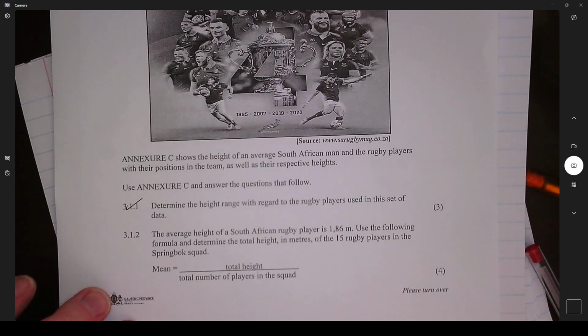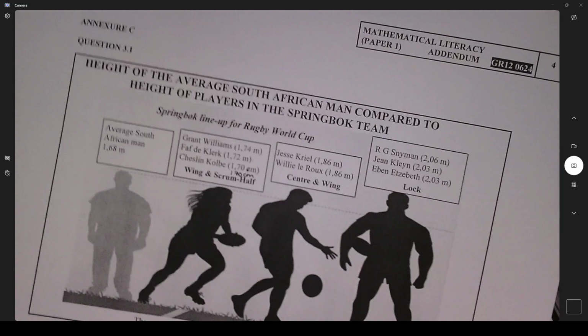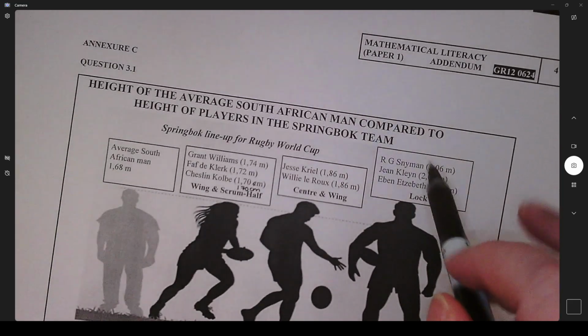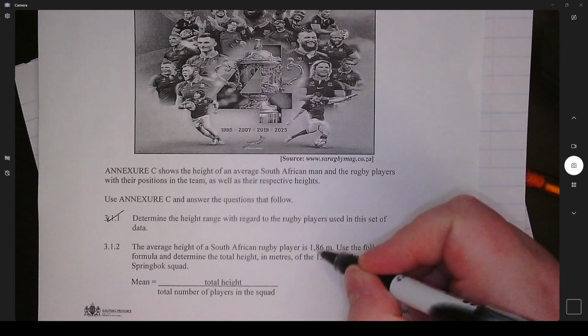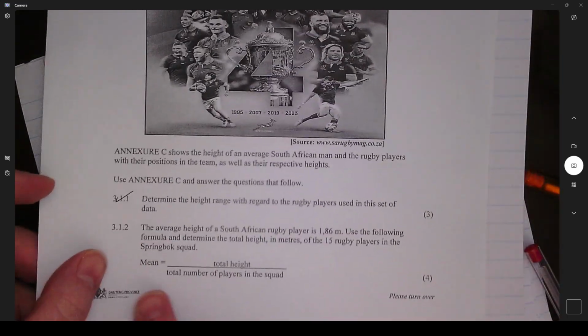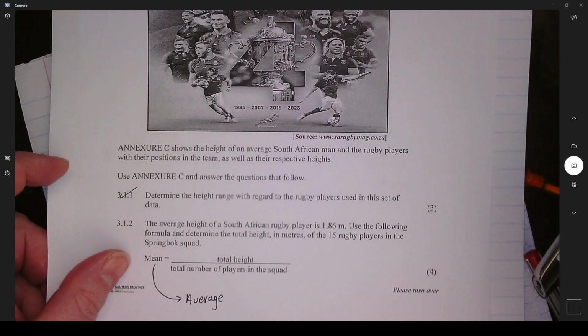Right, 3.1.2 says the average height of a South African rugby player is 1.86 meters. Use the following formula and determine the total height in meters of the 15 rugby players in the Springbok squad. So we can't actually calculate the combined height of all of them because we only have the heights of 8 members. That's why they give you the average. I'm going to be using this. Remember, mean and average are the same thing. They're different words for the same thing.